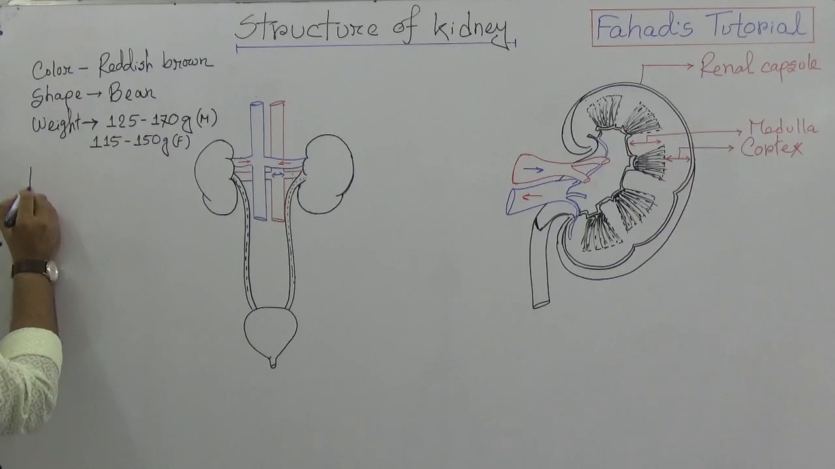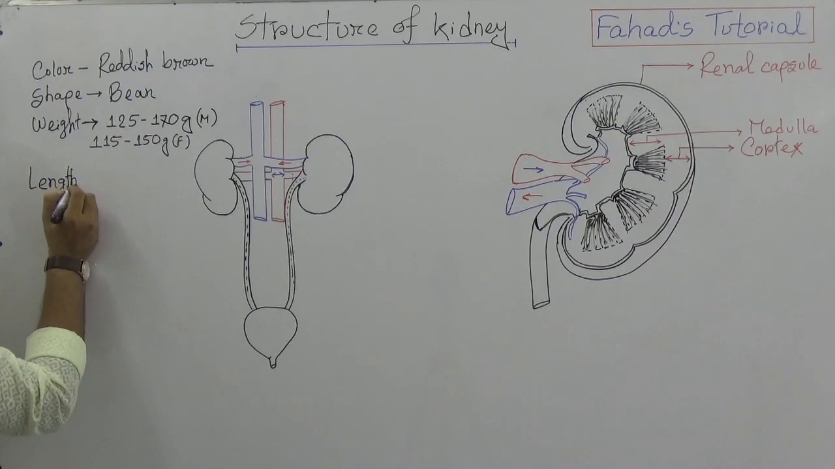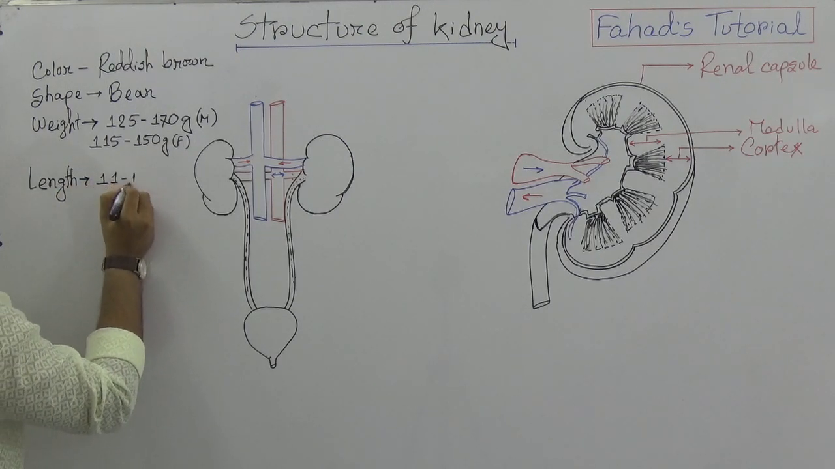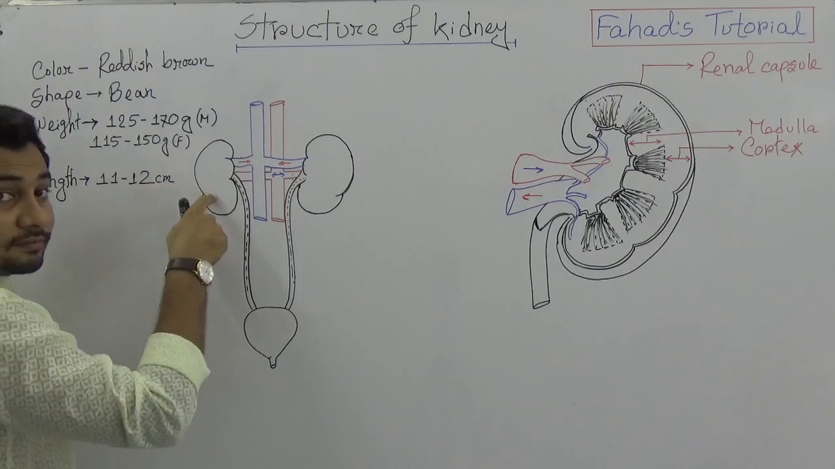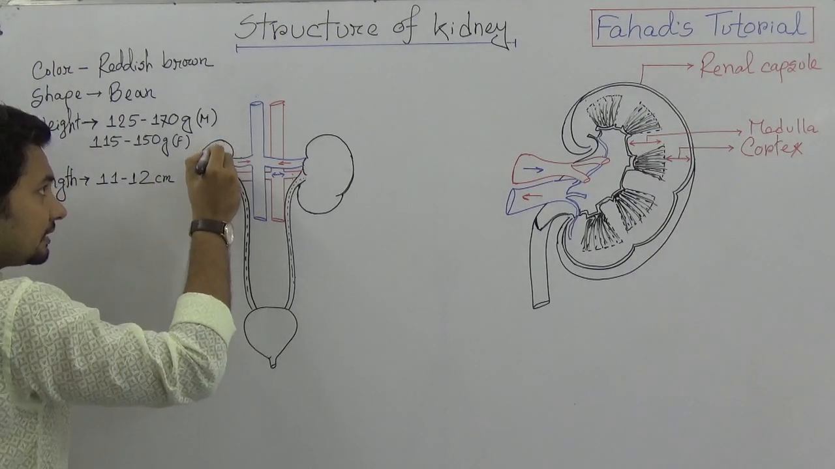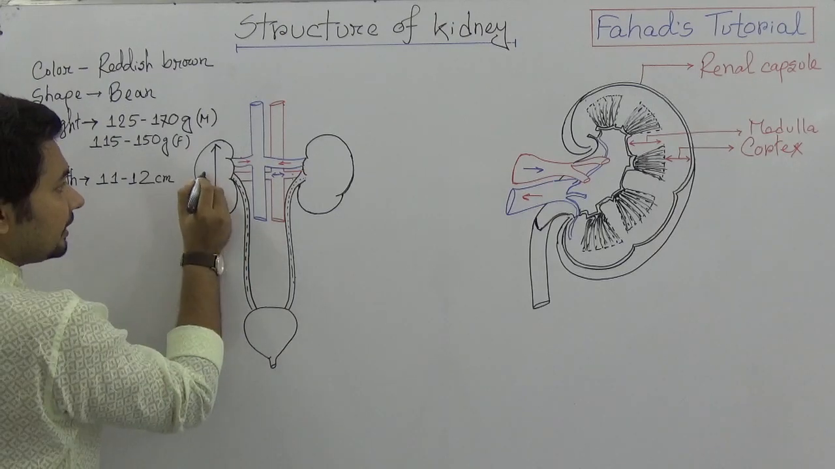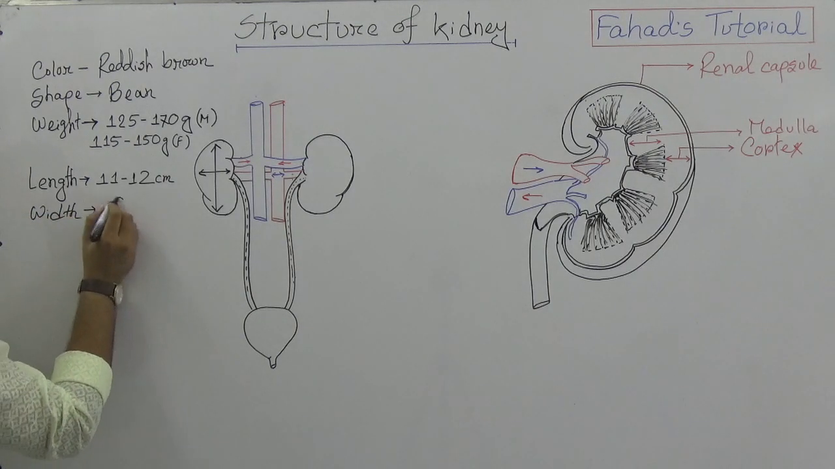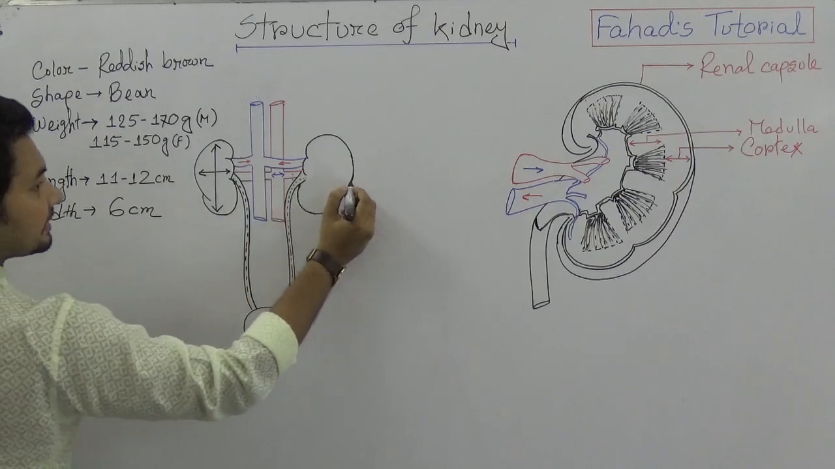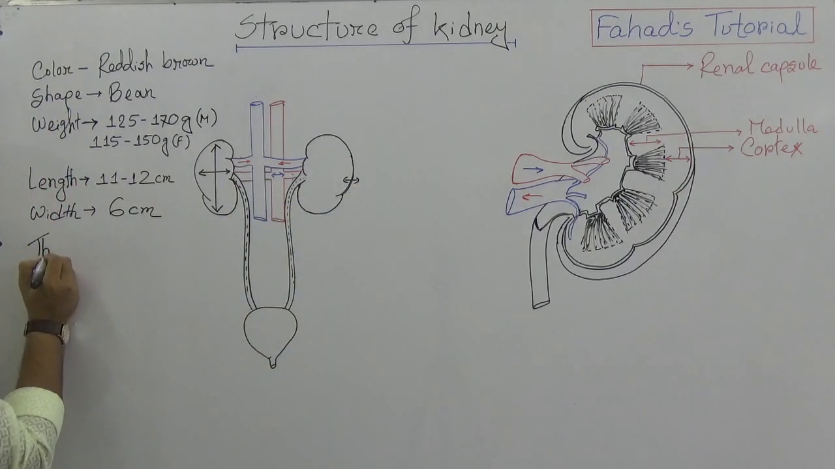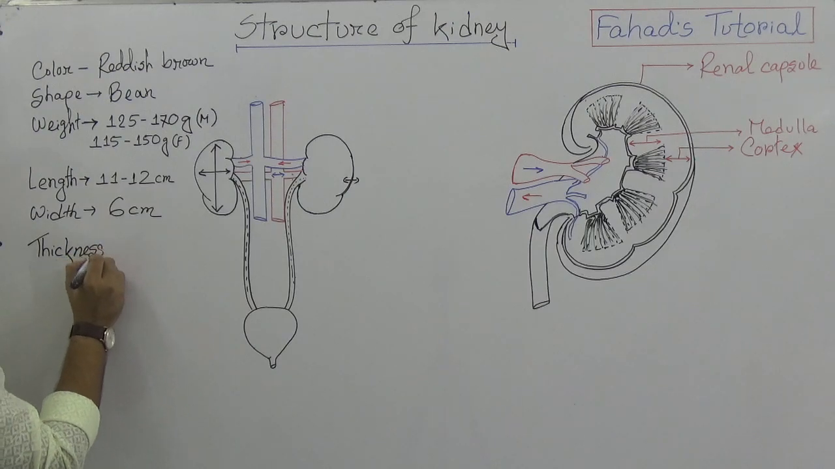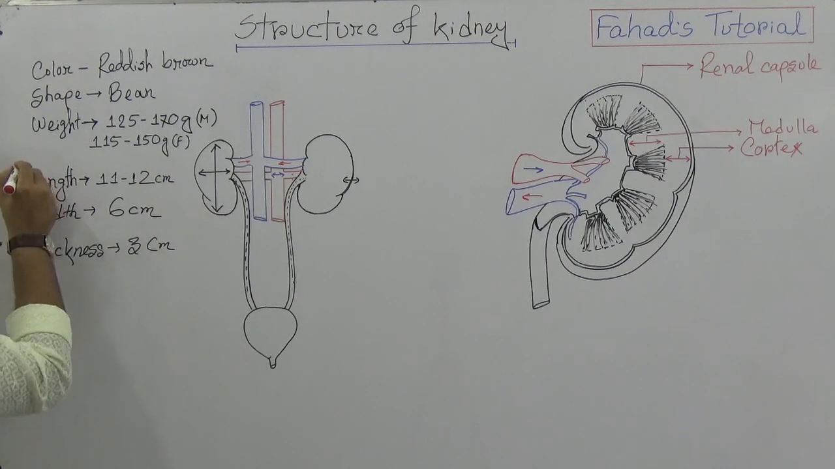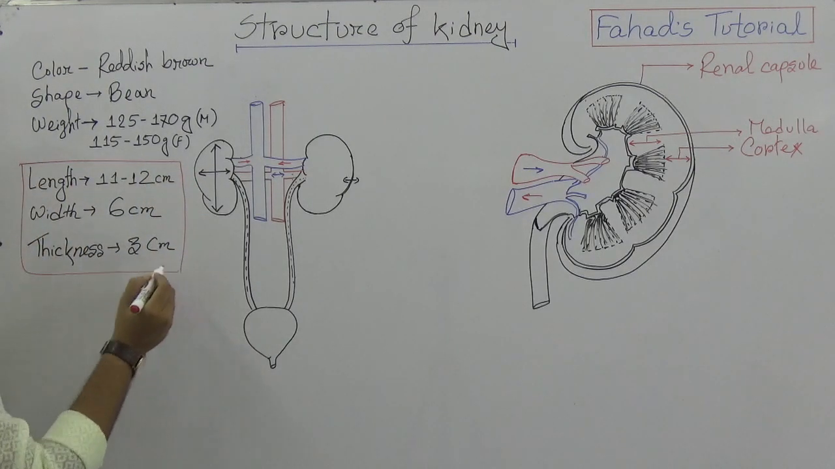The length of the kidney is about 11 to 12 centimeter, the width is 6 centimeter, and the thickness of the kidney is around 3 centimeter. So these are some quantities that we may remember when we study the kidney.